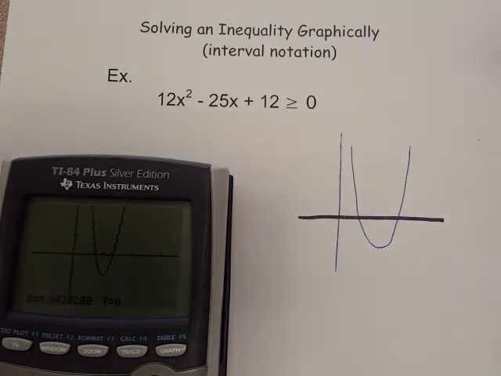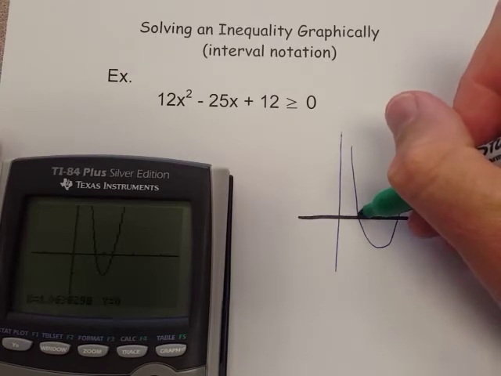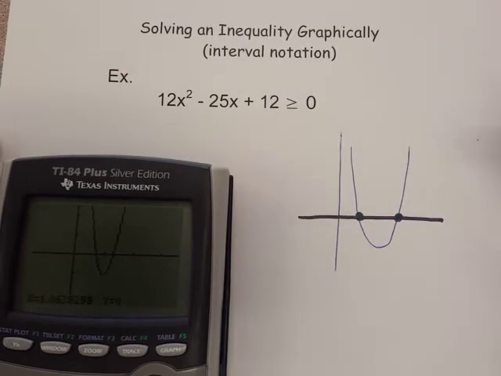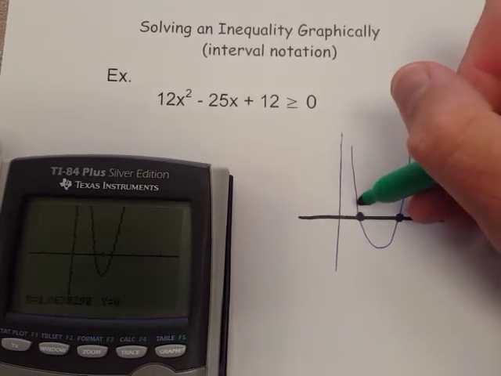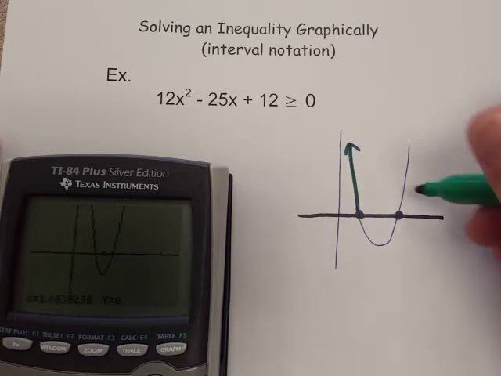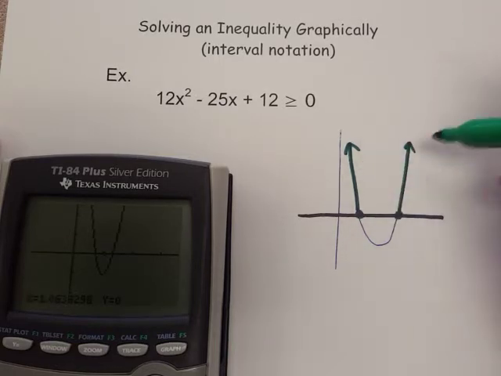So what I'm going to do is just color in the part that applies here. That's going to apply to, well, first of all, right on the line. Those are our zeros. That's where it's equal to 0. And then above it is where it's greater than. So these green sections that I have on my graph indicate solutions to our inequality.